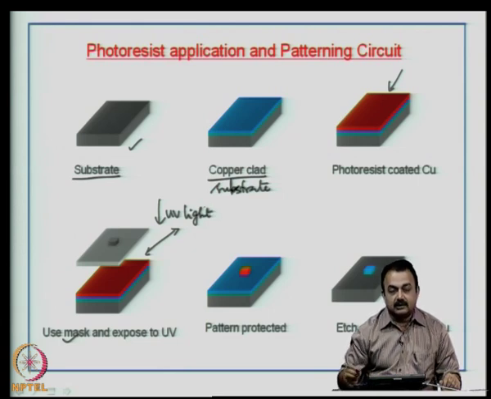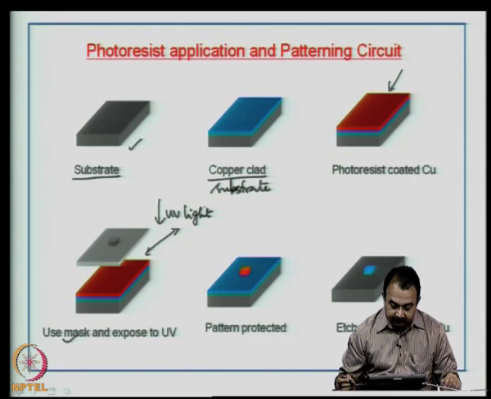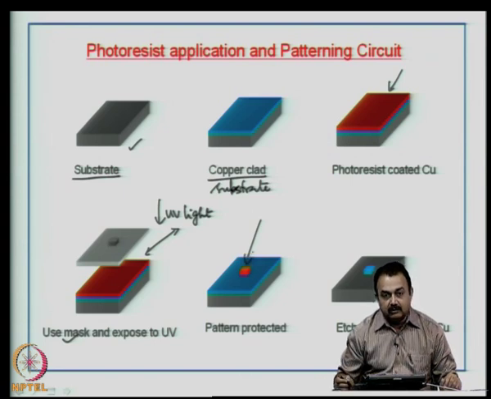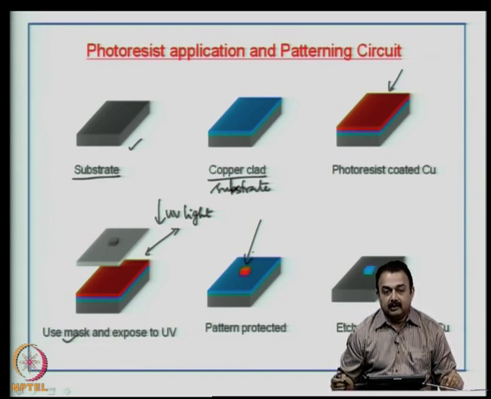So, those areas which are exposed to light will be affected by the UV light. Now, in this way the pattern is protected. You can see here after the developing process is over, you can see a small area of the photoresist on the copper surface. That means, that area the circuit is protected. This is typically what we see in the PCB imaging step.